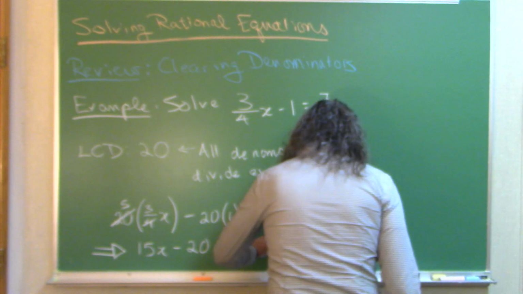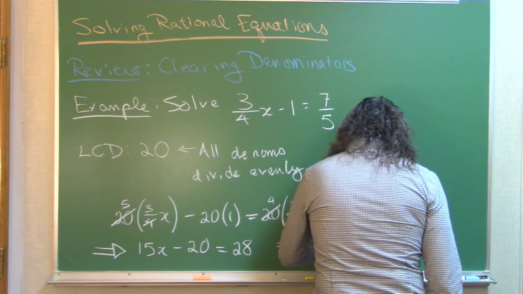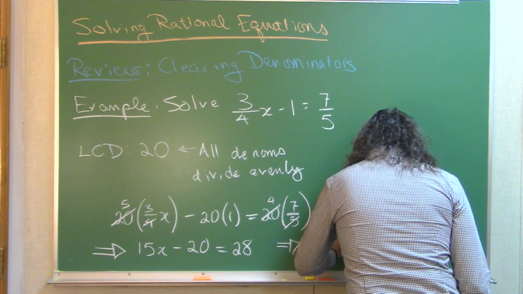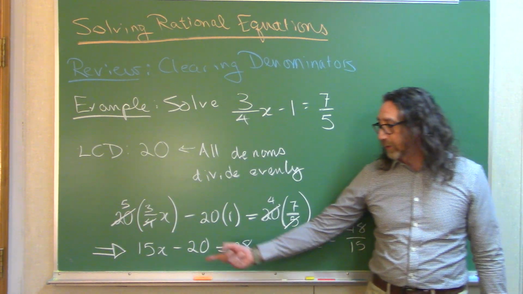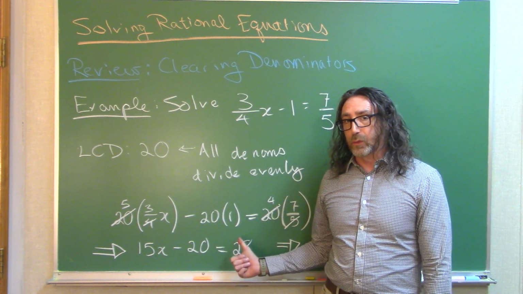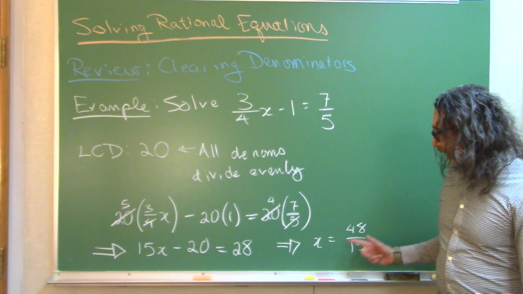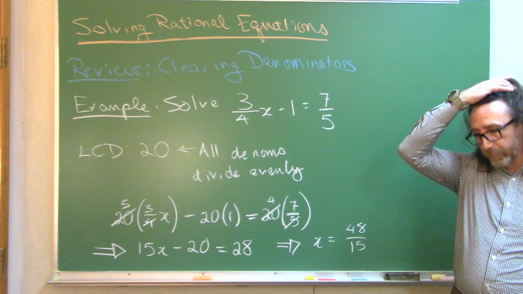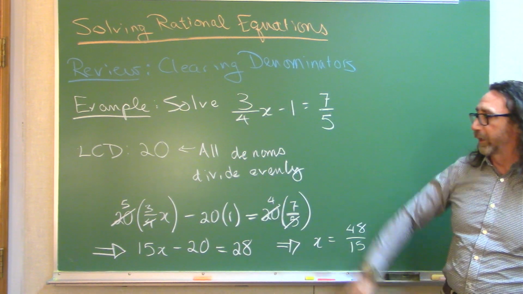And now we go ahead and we solve this new equation for x, getting x equals 48 over 15. Okay, this equation, very easy to solve. You want to get x by itself on one side. Get rid of that 20, add the 20 over. Divide by 15. X is by itself, x equals 48 over 15. Okay, so very useful technique here of clearing denominators.